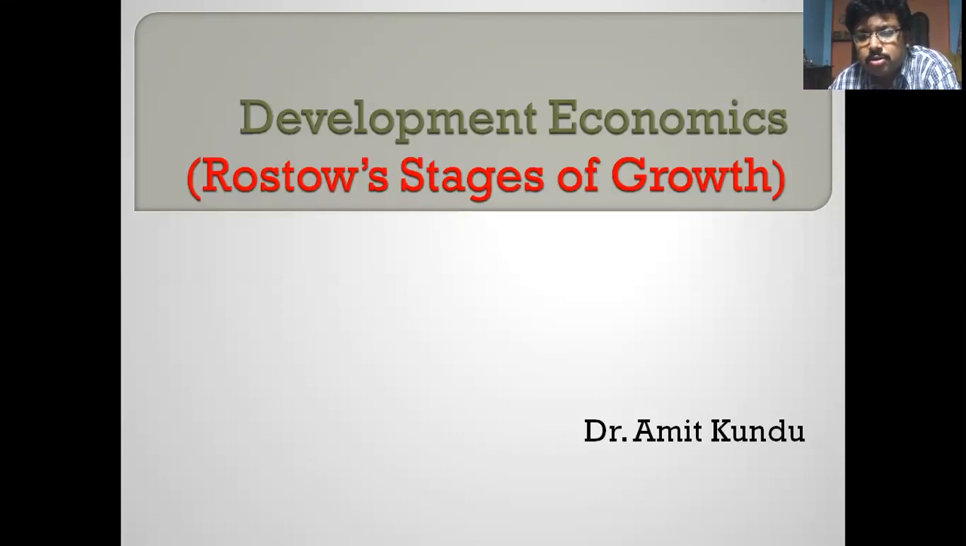And this type of model is Rostow's model. And there are five stages. The model was created in 1960. Rostow was an American, and his study considered 15 countries, most of which were European countries.